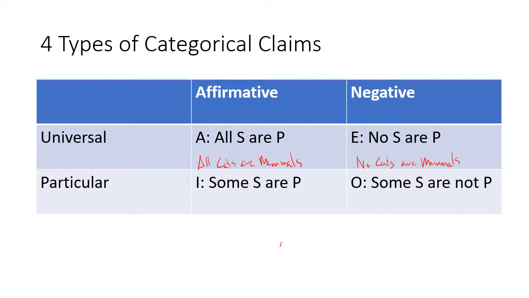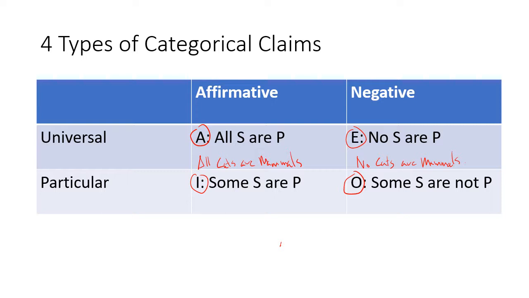So real briefly here, before we move to the particulars, we have shorthand for these types. The universal affirmatives are sometimes referred to as A claims. Universal negatives are sometimes referred to as E claims. And then with the particulars, the particular affirmative is the I, and the particular negative is the O. So sometimes, just to help, we will refer to these in this kind of shorthand way.